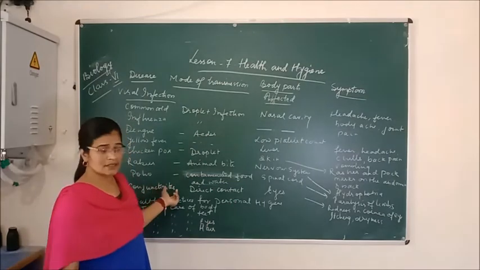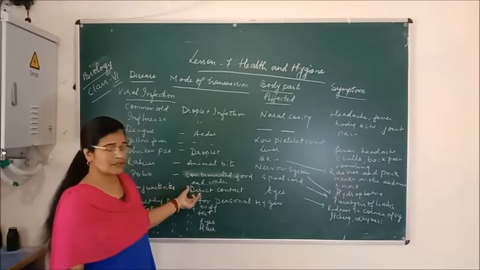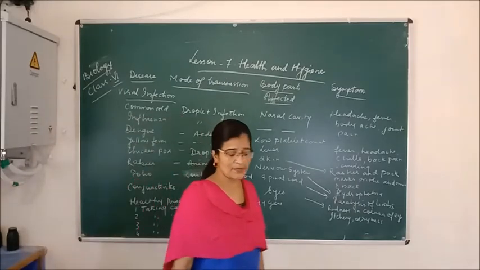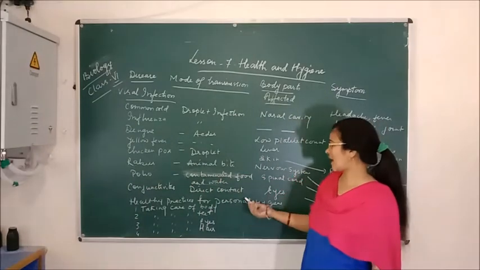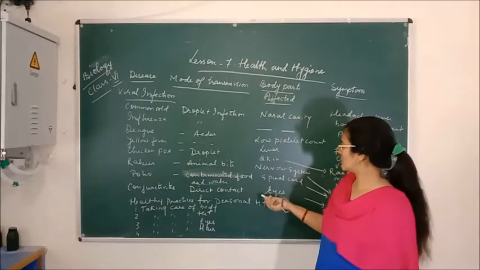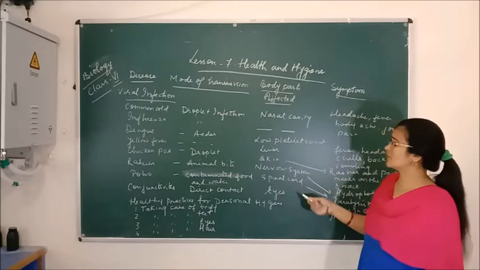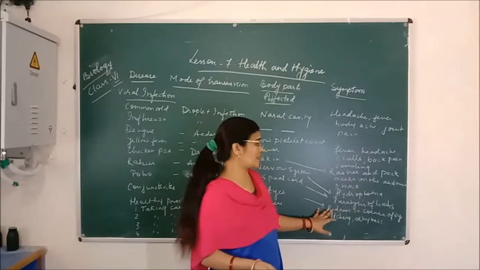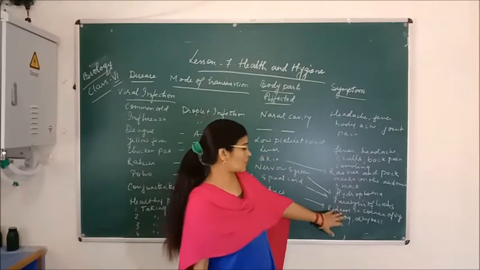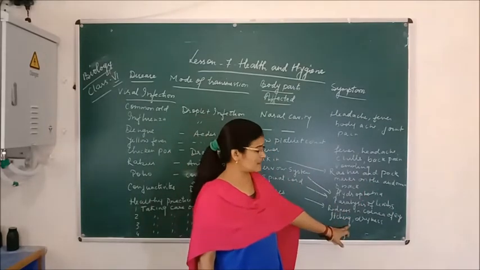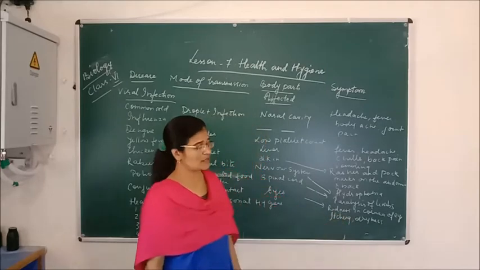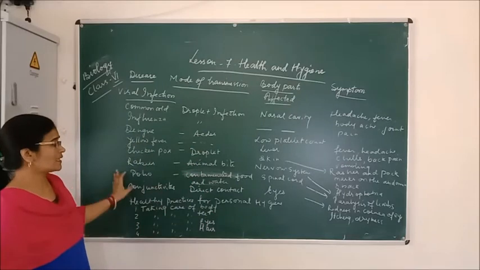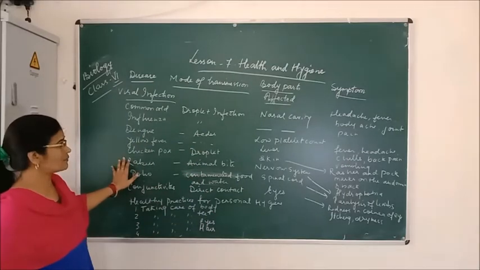The next one is conjunctivitis, and it is transmitted through direct contact with the person who is suffering from it, and it mainly affects the eye portion. And the main symptom of conjunctivitis is redness in the eyes, we can see, as well as in the cornea of the eyes, itching, dryness. This type of symptoms we can see in conjunctivitis, and it mostly affects the eyes. So these are some of the viral diseases which I mentioned just now.